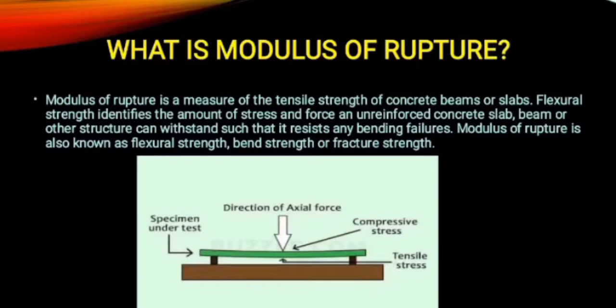Flexural strength identifies the amount of stress and force an unreinforced concrete slab, beam, or other structure can withstand such that it resists any bending failures. Modulus of rupture is also known as flexural strength, bend strength, or fracture strength. In short, ang modulus of rupture is yun na yung capacity, maximum capacity ng isang unreinforced beam or slabs na mag-resist ng tensile stress, or yun na yung kanyang maximum tensile strength.